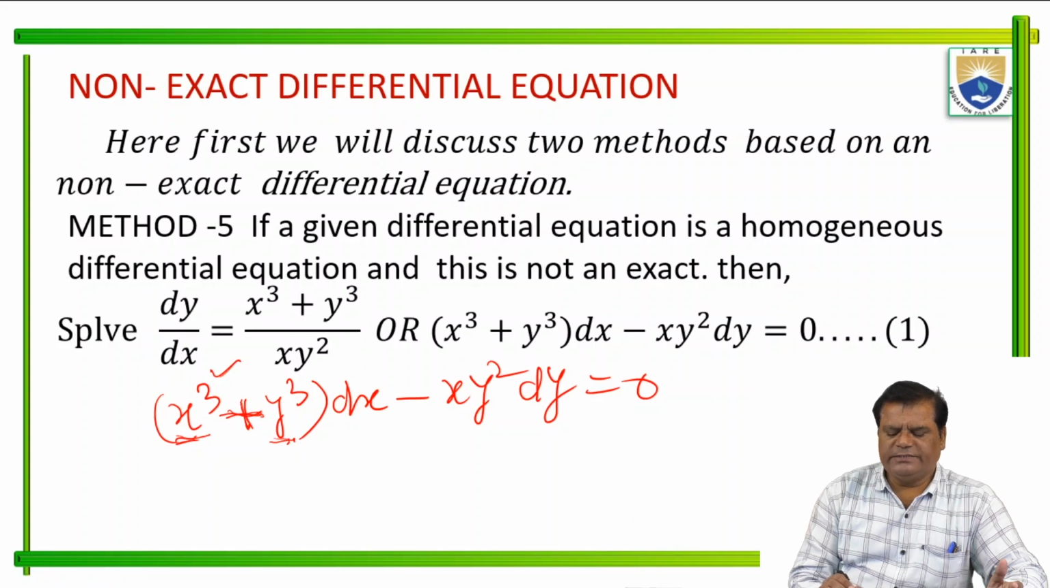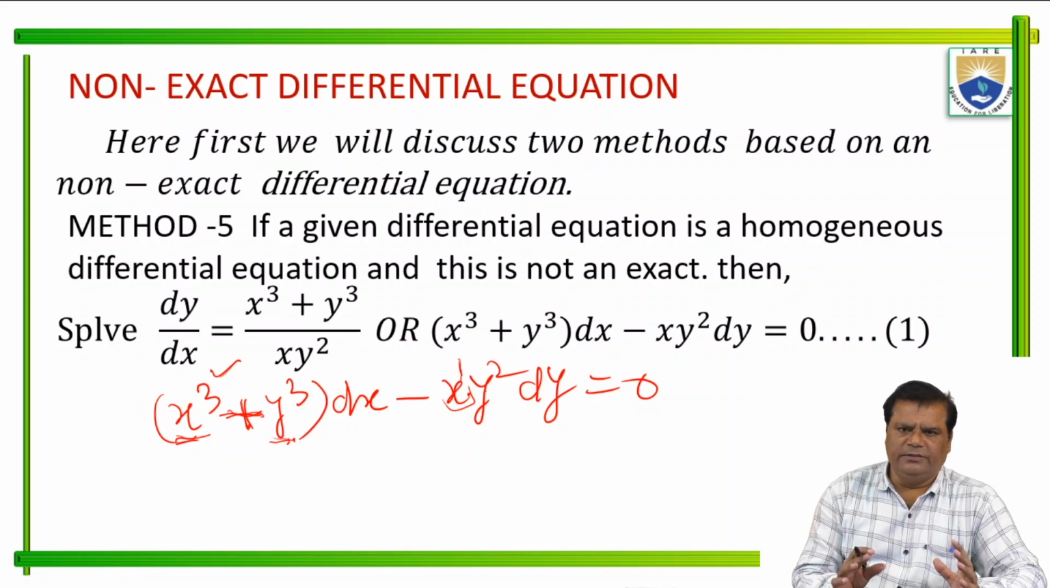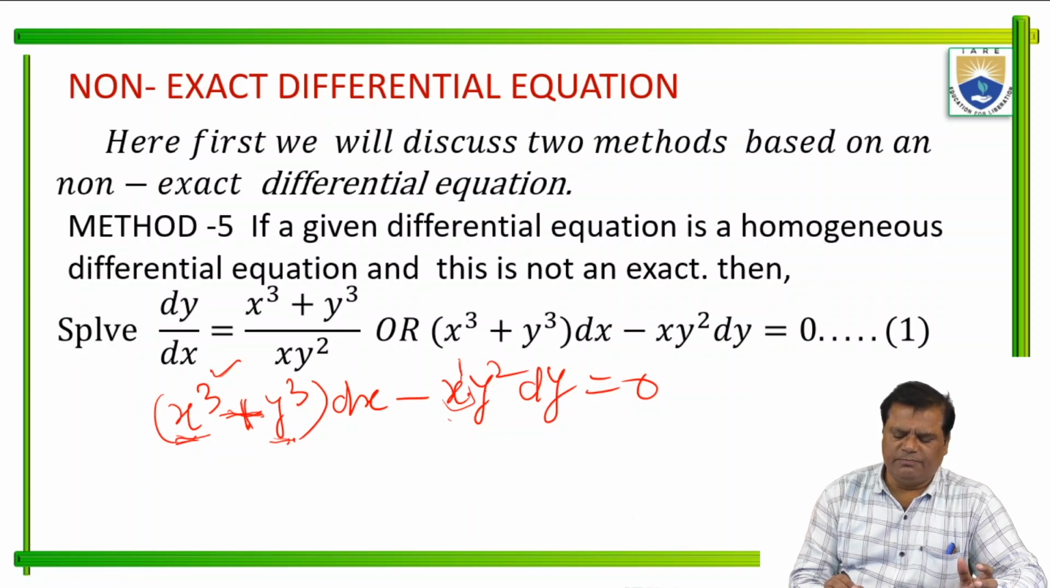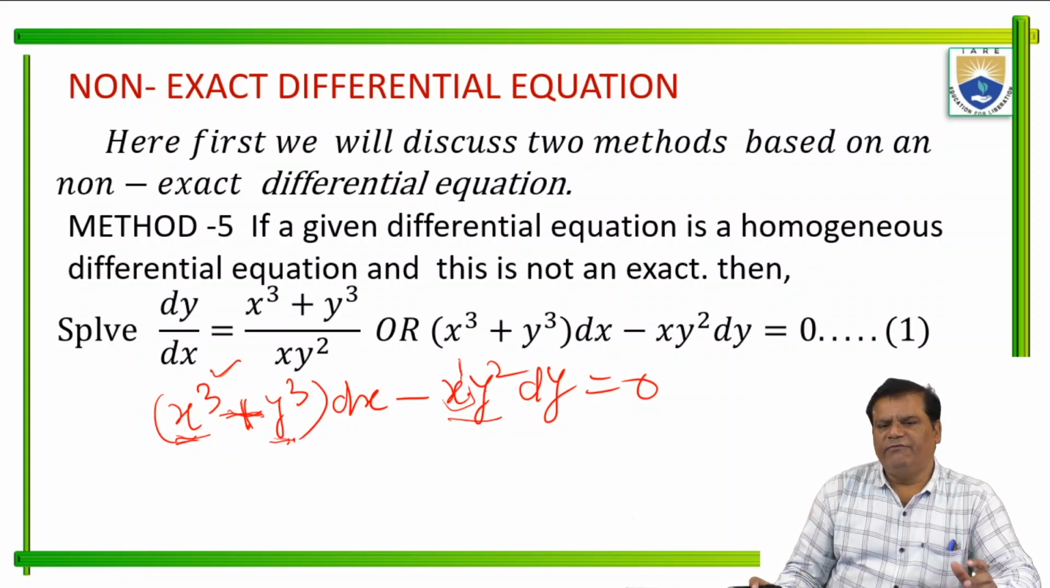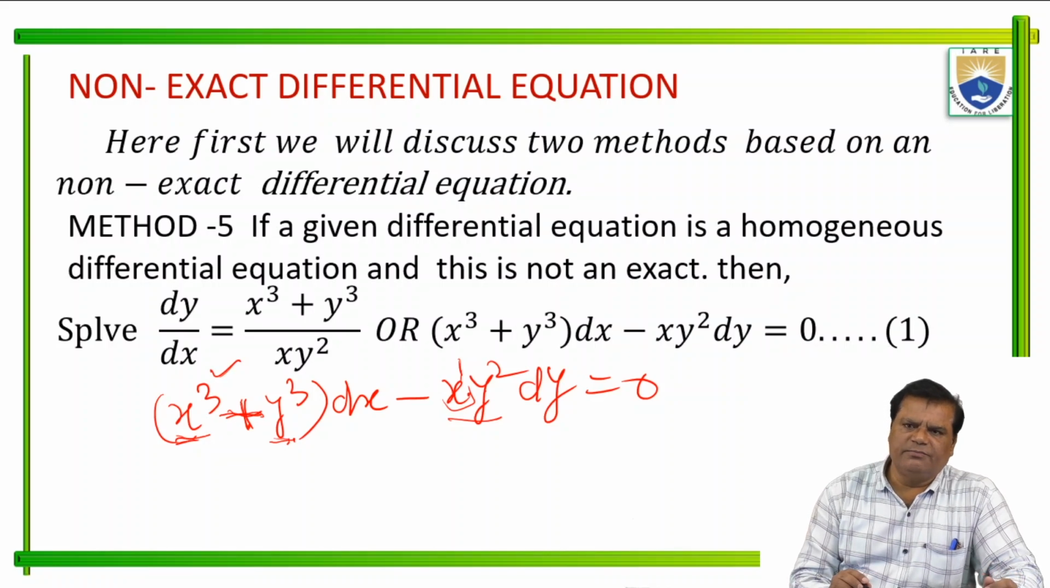And dx minus xy square. Here xy square is a multiplication between x and y square. So x has degree 1 and y square has degree 2. The total degree is the addition of the powers of both variables. So here the total power is 3, so the degree of this term is 3. So in each term of the differential equation the total power of the variables is equal, which is known as a homogeneous differential equation. This is the basic definition of a homogeneous differential equation.